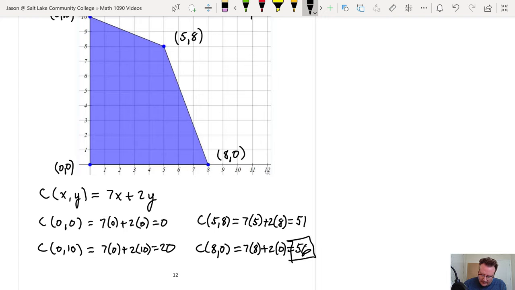Okay, and so that's our maximum value we get out of these four corner points of the region. The most we got out was 56. So it was this point right here that maximizes the objective function, this 7x plus 2y function. Why is that?